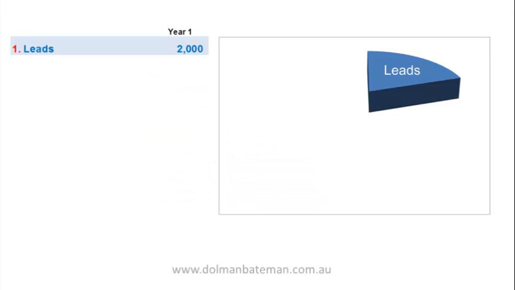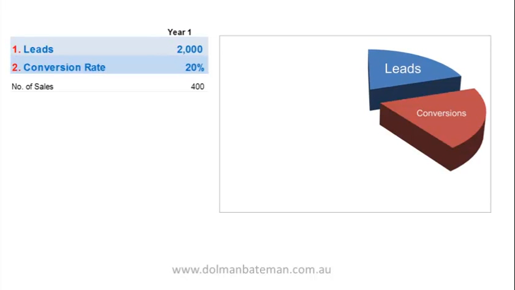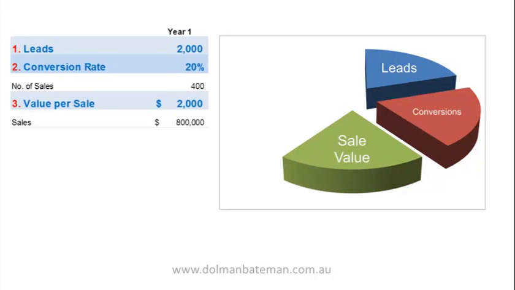Assume in the first instance we've got leads of 2,000 people. This could be phone calls, people coming into your shop, or subscribers to your website. In the first year we've got 2,000 leads, and you're converting just 20% of those, so you've got 400 sales a year. Now you've got a reasonably high-end product and the value per sale is $2,000. So we end up with 400 sales times $2,000 equals sales of $800,000.